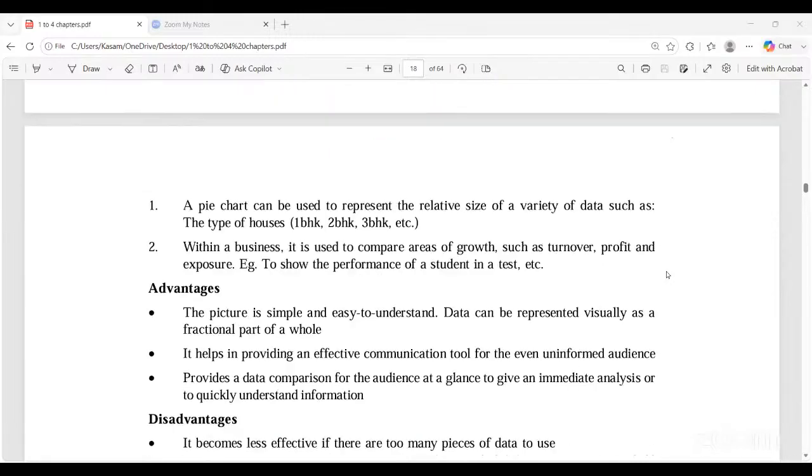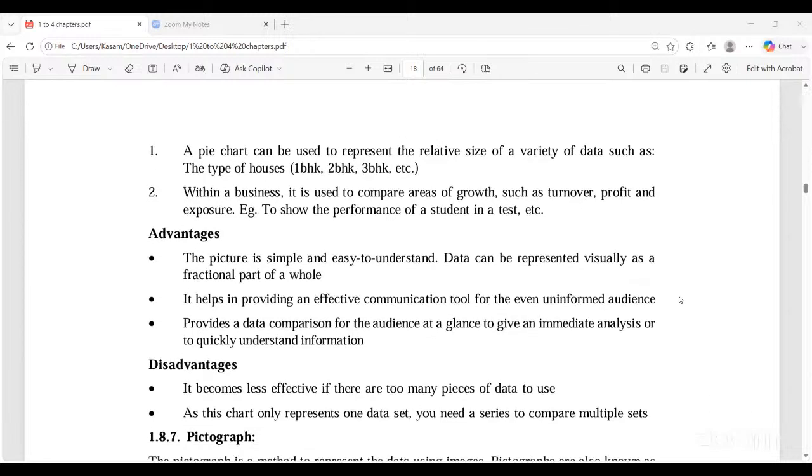This is called a pie chart. A pie chart can be used to represent the relative size of a variety of data, for example the types of houses: 1 BHK, 2 BHK, 3 BHK. Within business also we can use it. It is easy to understand.